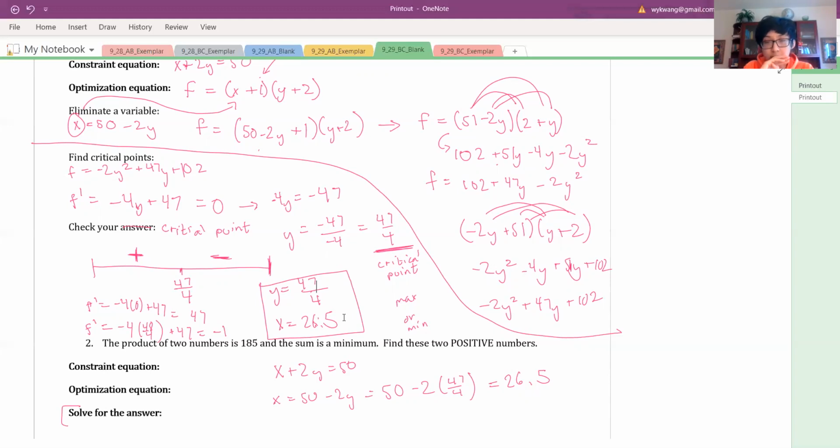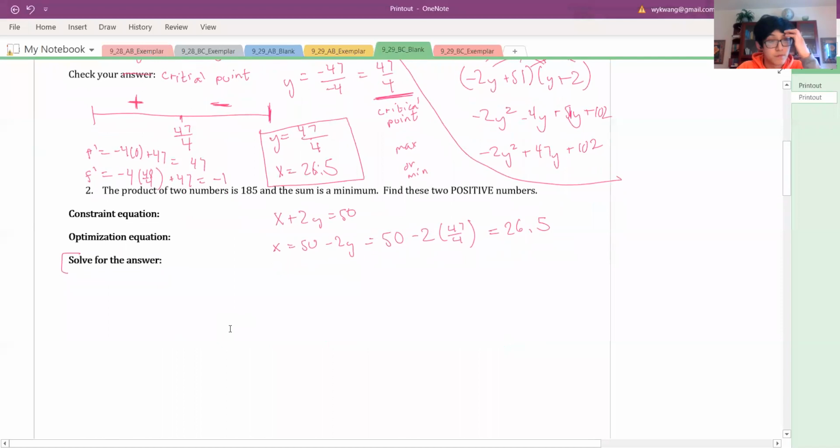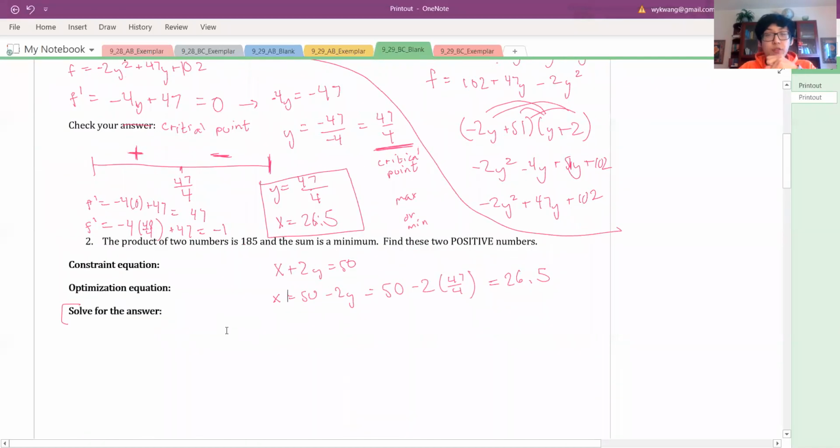Oh, gotcha. Okay. Yeah, so 47 over 4, I guess, is 11.75. But then we need to actually solve for x. So 11.75 would go into here. So it's 50 minus 2 times 11.75, which I think is 26.5 because we're solving for x. So hopefully that makes sense.